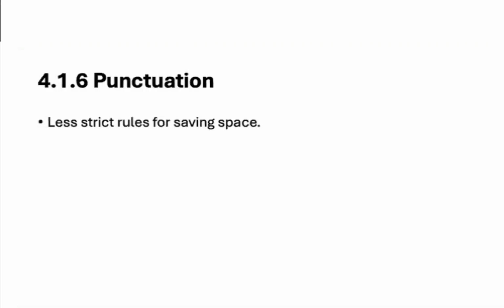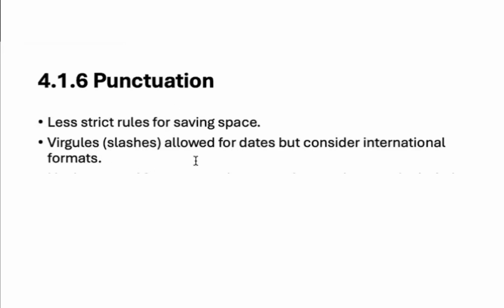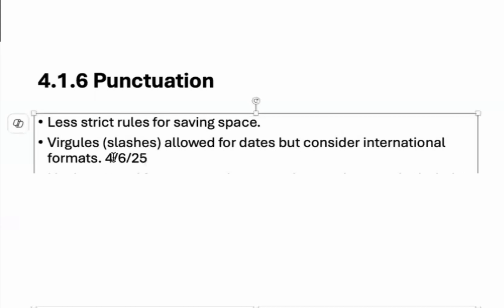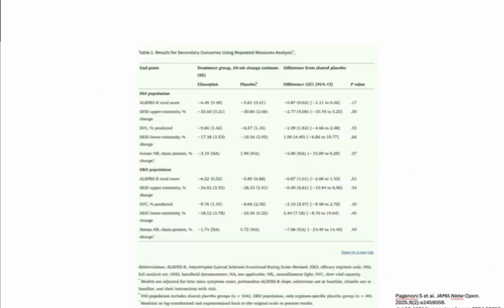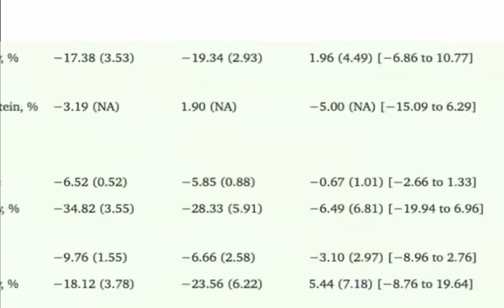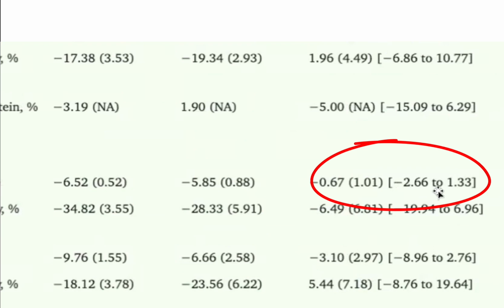4.1.6, punctuation. You can have less strict rules for space saving as you would need. Virgules or forward slashes are allowed for dates in tables, whereas they're not in text. For example, you could have this date, 4/6/25, with forward slashes, but you would write that out in the text; in the table it's okay. Hyphens are used for ranges unless negative numbers are included. If you go back to this table, you can see here that we have a negative, and so we use the word "to" instead of a hyphen.